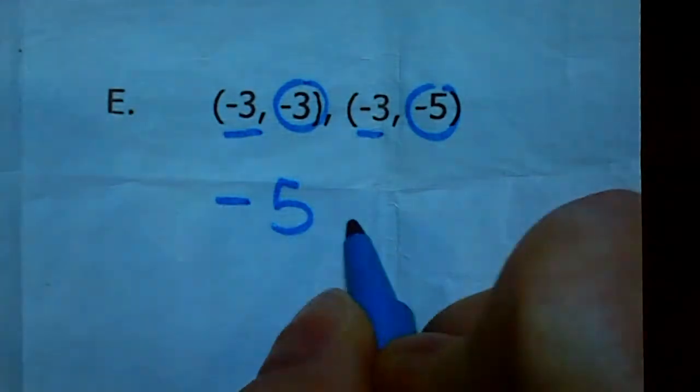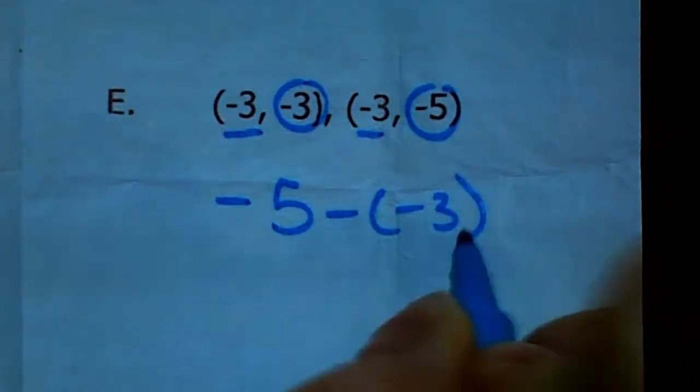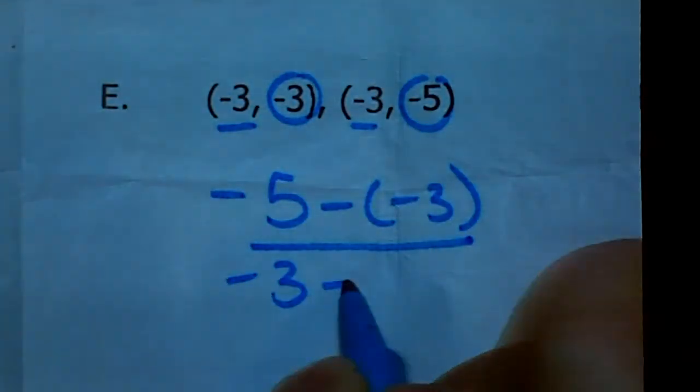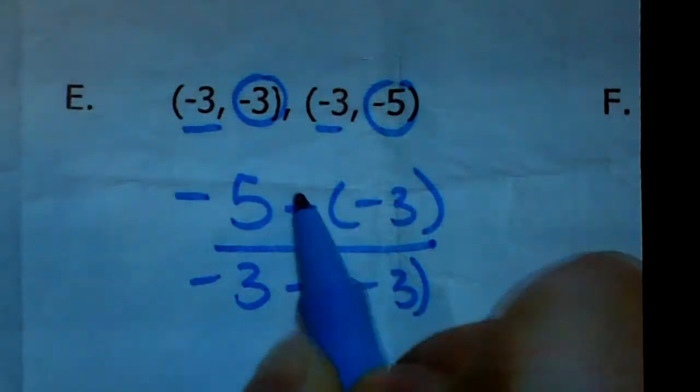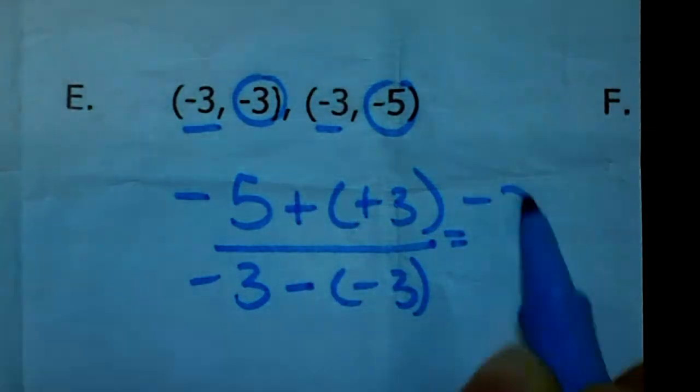All right, letter E. We're moving right along. Hopefully you're like, wow, this is super easy. So I'm going to underline my x's. I'm going to circle my y's. The change in y, negative 5 minus negative 3. Be careful on that. You're subtracting a negative. It's not negative 5 minus 3. It's negative 5 minus negative 3. And when I subtract my x's, it would be a negative 3 minus a negative 3. So when you do this one, negative 5 minus negative 3 is negative 2.